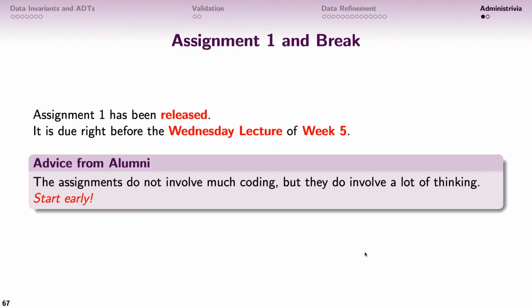Previous students of this course have always said that these assignments that I've released, like assignment 1, don't really involve much coding. You only have a handful of functions to implement, and there aren't that many cases for each one. But they do involve a little bit of thinking. You do have to think carefully about how it works, and QuickCheck can help you by giving you counterexamples, but sometimes it can be a bit tricky to get the functions just right. So make sure you start early, so if you get stuck, you'll have time to get unstuck.